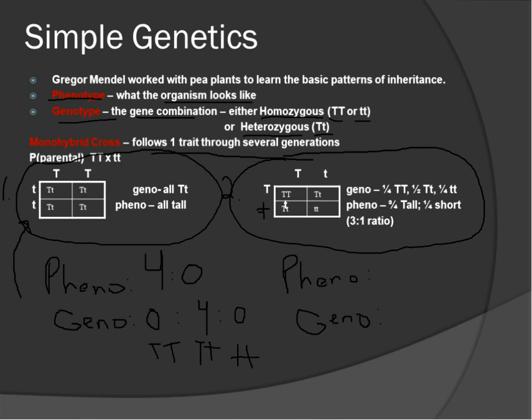So I want you to do that one more time for this example here. It's already done for you. I just need you to analyze the results. So what would be your phenotype ratio? And what would be your genotype ratio? One more time.